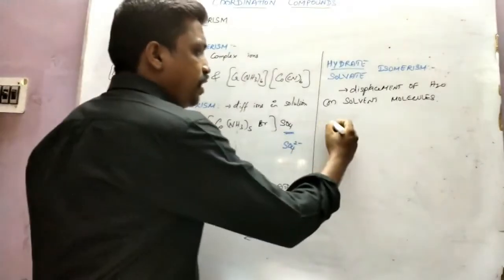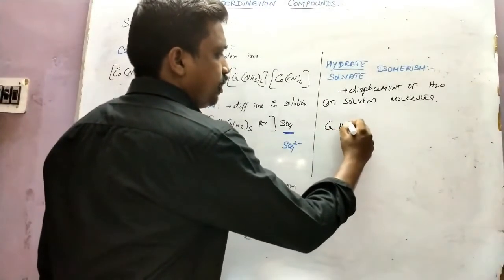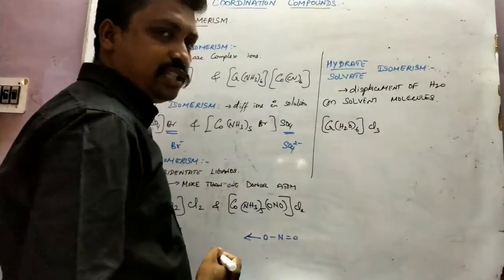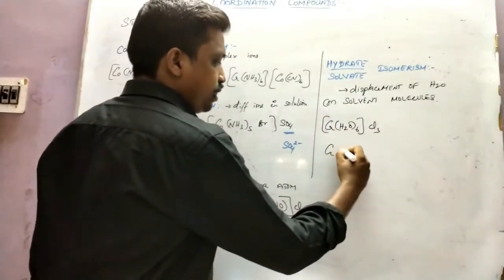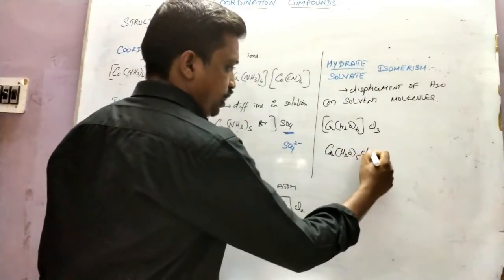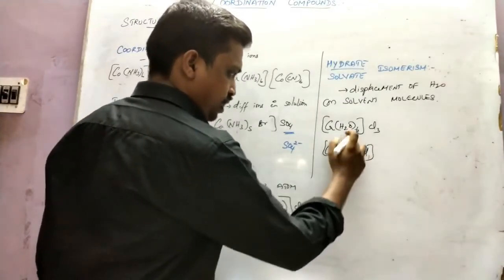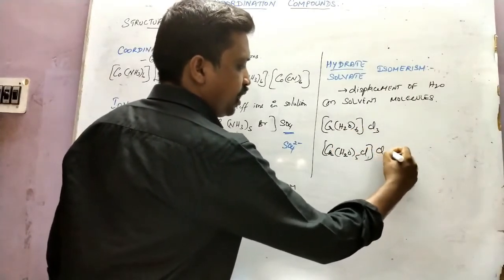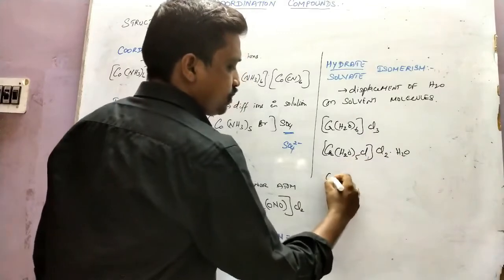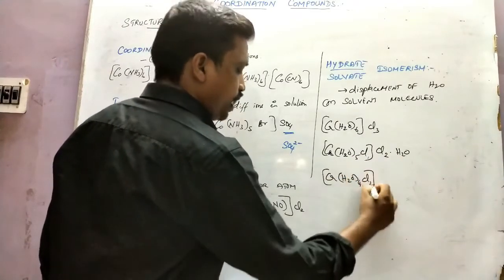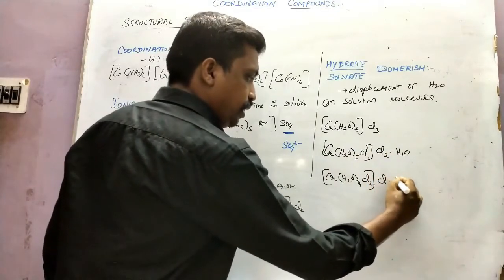Example, we can write the chromium complexes. Chromium is coordinated to 6 water molecules, and in the ionization sphere there are 3 chloride ions. Then chromium is coordinated to 5 water molecules and a chlorine. So one water molecule has gone out and one chlorine has come in. It is called displacement. It is a hydrated salt. Similarly, another compound is also available, again with one water molecule out and one chlorine in.